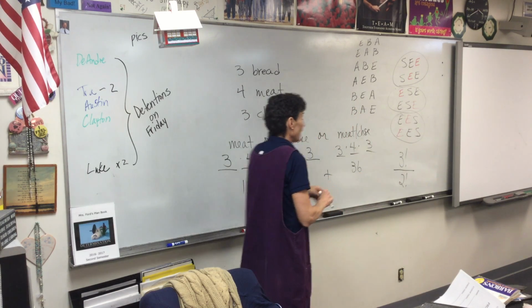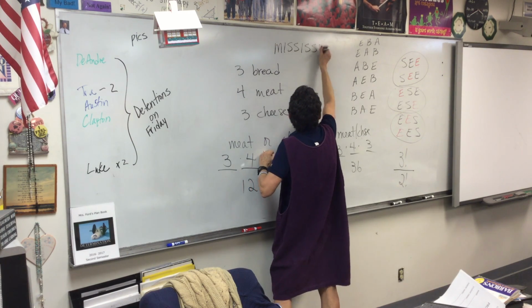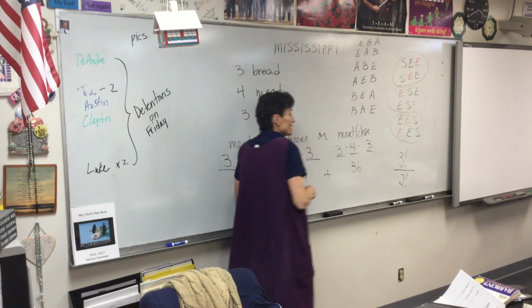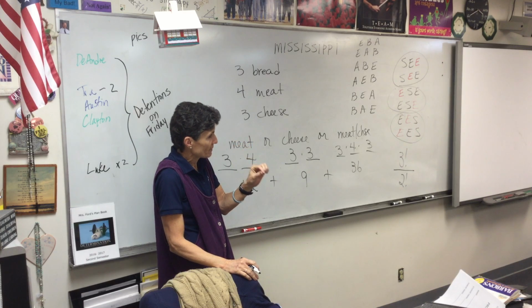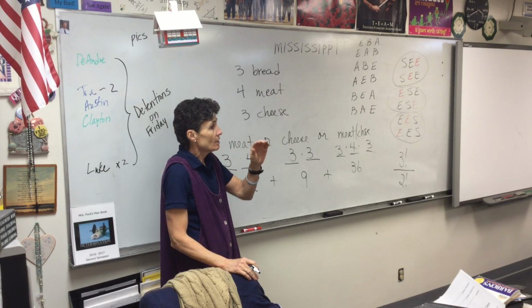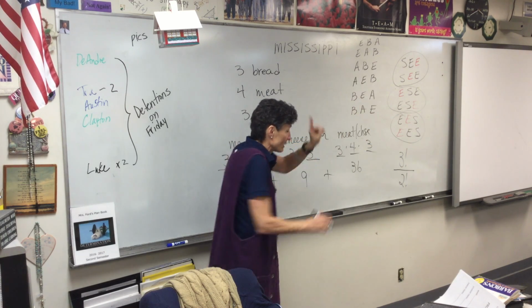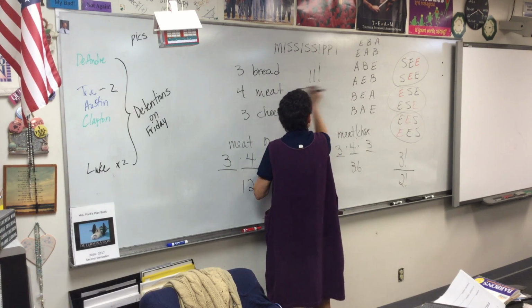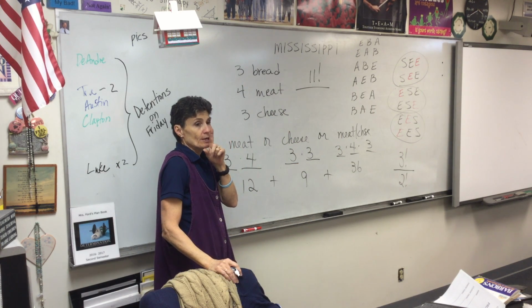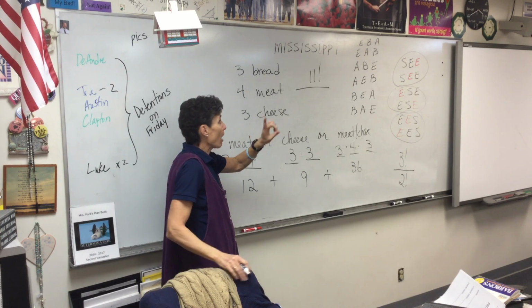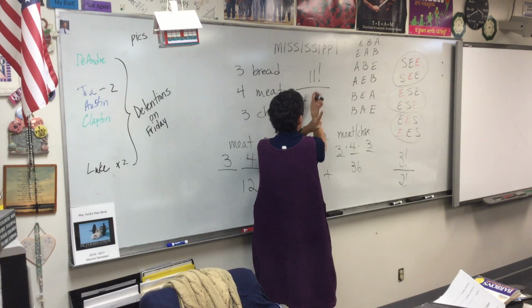Now, I'm going to do the classic example. You know what it is. Mississippi. How many ways can the letters of the word Mississippi be arranged? How many letters are there? 11. So we start with 11 factorial. And then you divide it. Now, how many I's are there? 4. So you divide by 4 factorial.